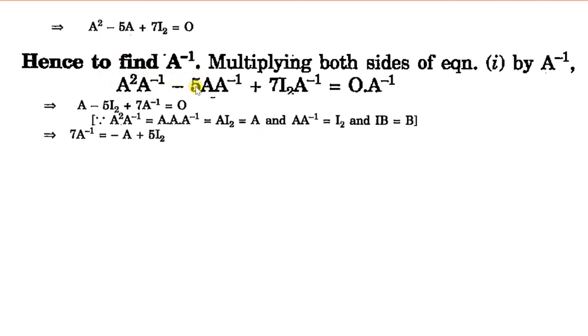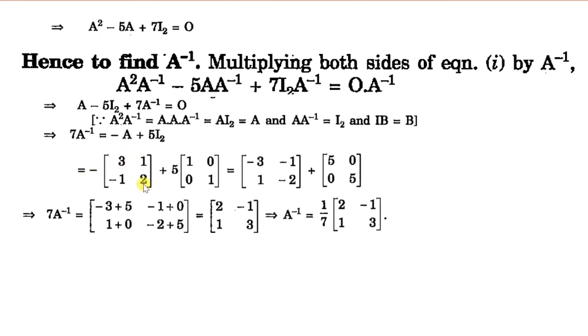The second term becomes minus 5, with A A inverse replaced by I. Here I have written I2 because we have to take the identity matrix of order 2. And I2 multiplied by A inverse is also A inverse, so we have replaced it by A inverse. On the right hand side, a null matrix multiplied by any matrix gives you again the null matrix. So from here you can find 7A inverse equals minus A plus 5 I2.